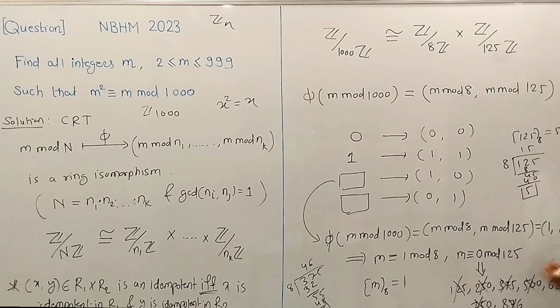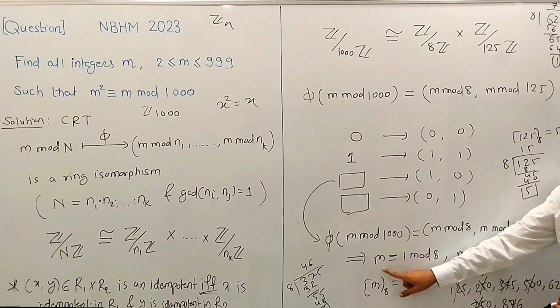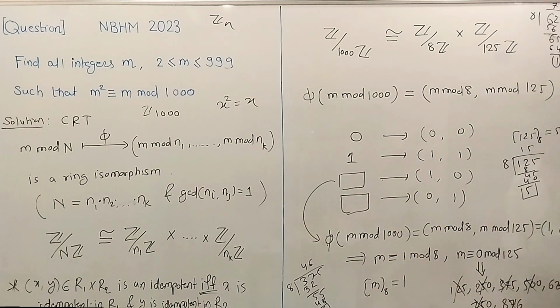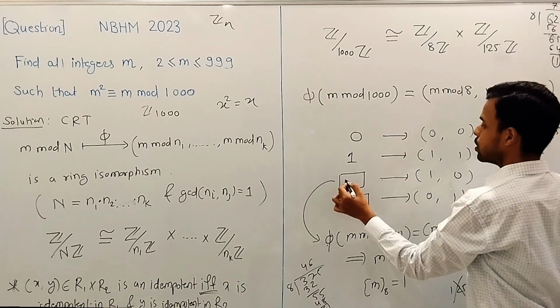Now let's verify for 625. 625 modulo 8. Divide 625 by 8. The remainder is 1. So 625 satisfies this condition. 625 modulo 8 is 1 because the remainder is 1. So one possible value for this is m equals 625. So in this case, the pre-image is 625.